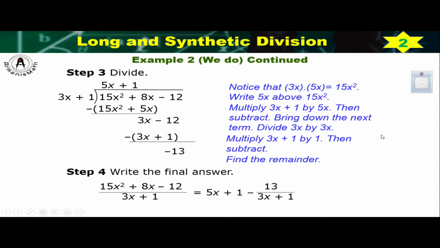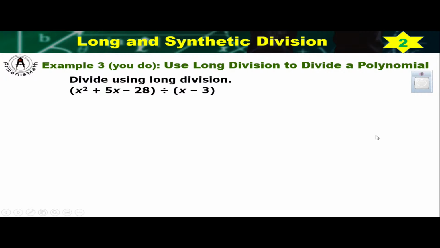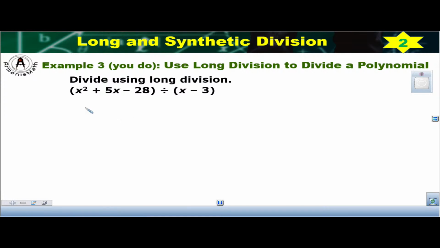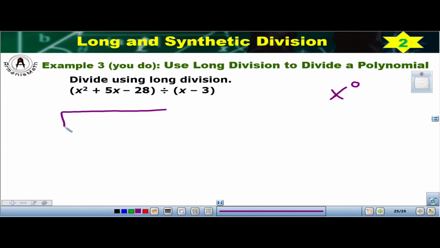Let's do one more. Let's do this one here. First of all, is this in standard form? Am I missing anything here? Looking at the second, first, and remember x to the 0 is 1, so it's included here. That 28 has x to the 0 right next to it, so I'm fine. So I'm good.